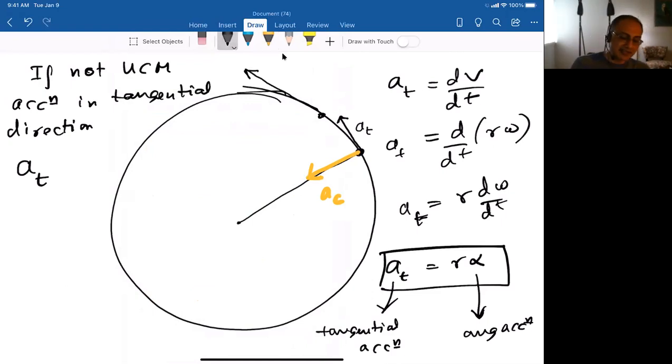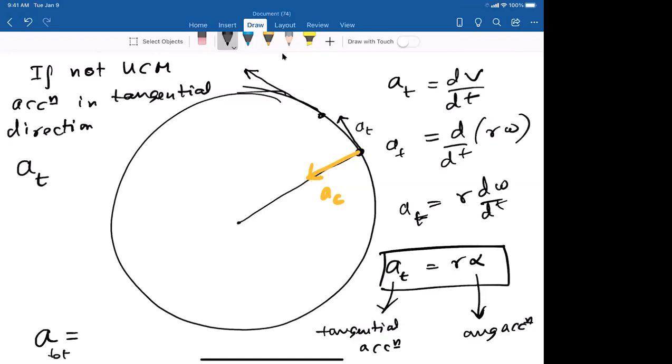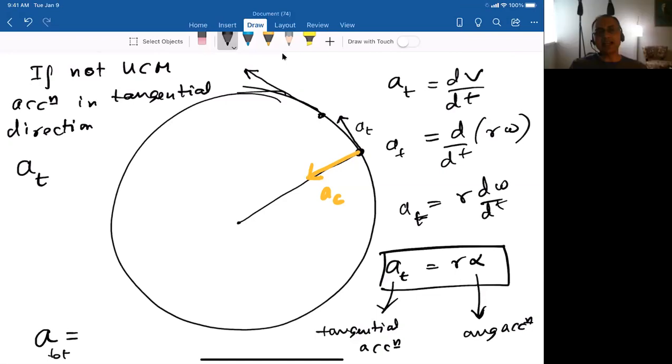So if I'm interested in finding the magnitude of the total acceleration, what would that be in terms of a sub t and a sub c? Yes, exactly. You would simply combine these two components to get the original acceleration vector. It's going to be a sub t squared plus a sub c squared, square root of that. Is that clear to all of you?